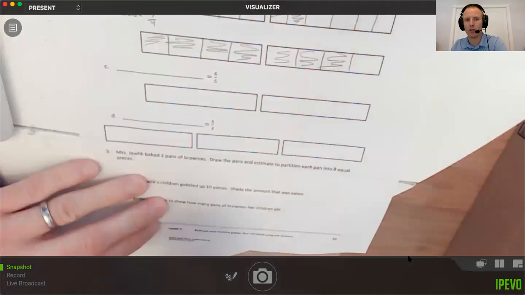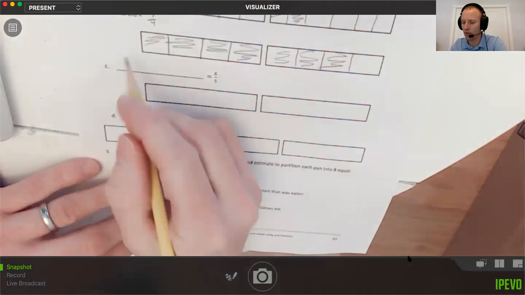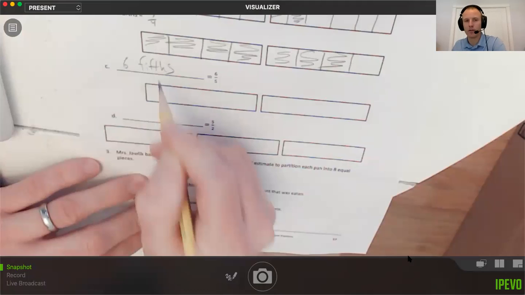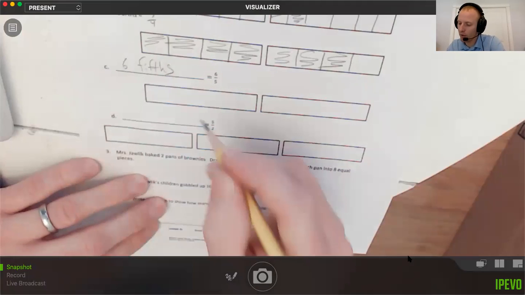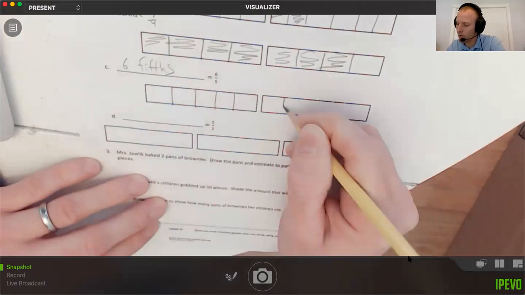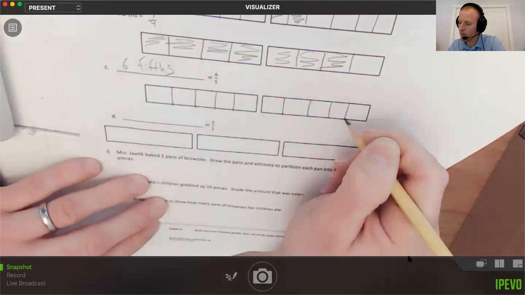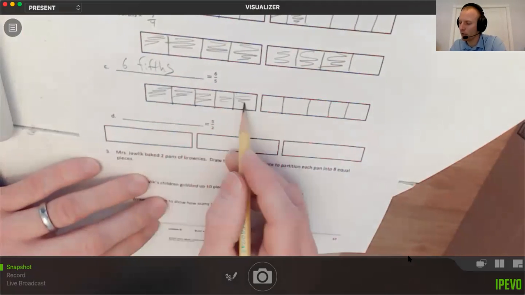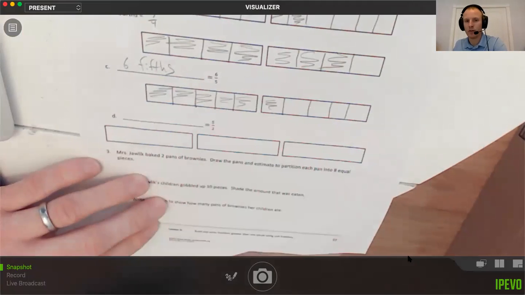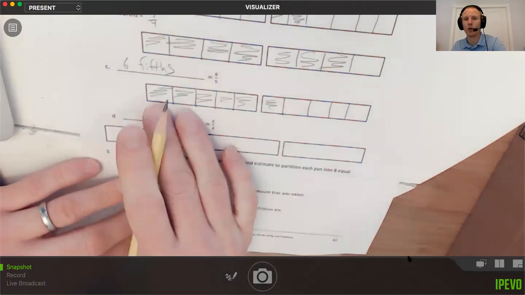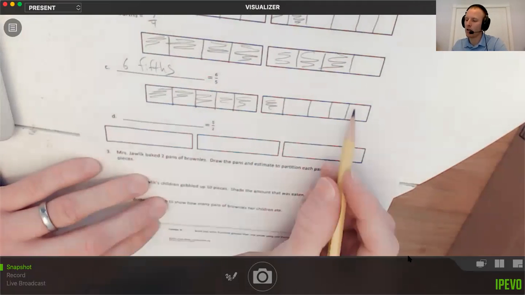The shading part's going to be the same, but they give us 6/5, which I just need to write out as 6/5. And then I say, okay, I can divide this into 5 pieces. And I need to color in 6 of them. 1, 2, 3, 4, 5, 6. Again, my numerator is larger than my denominator, so I have more than one whole. And I cannot stop there.